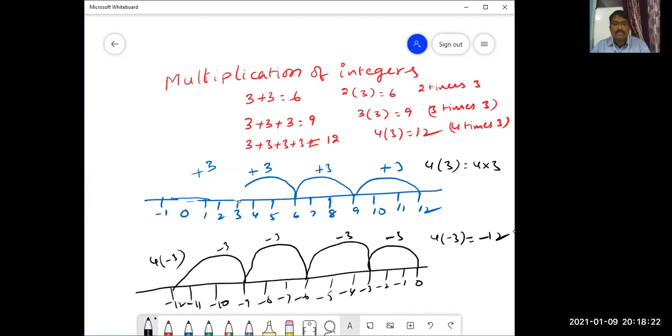So just take this: minus 4 plus minus 4. How much? Minus 4 plus minus 4 plus minus 4 is also minus 12.